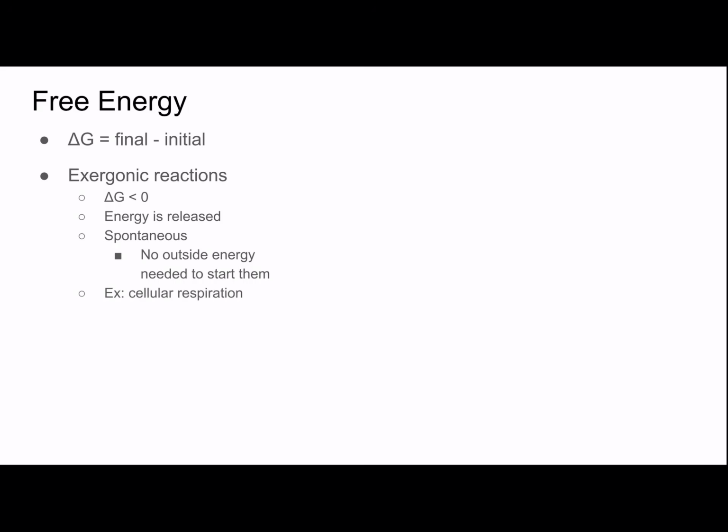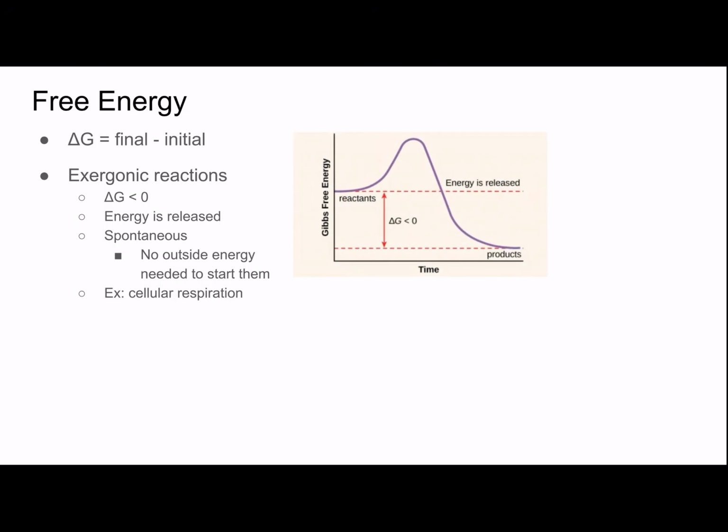Cellular respiration has a negative delta G, which means it's exergonic. It starts with more energy than it ends up with because sugar is being broken down. So here, this is what a graph of the free energy levels in an exergonic reaction would look like. As you can see, the reactants start off with more free energy than the products, and energy is released.